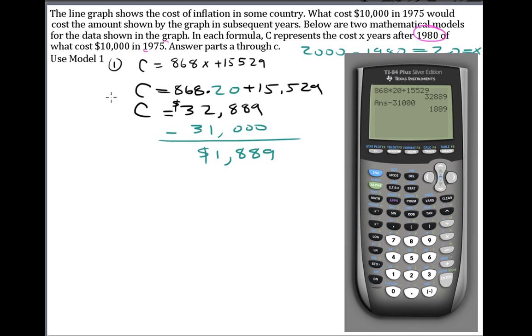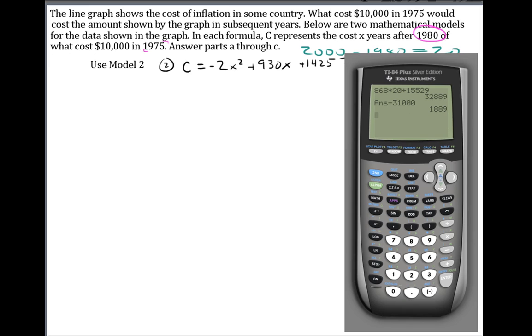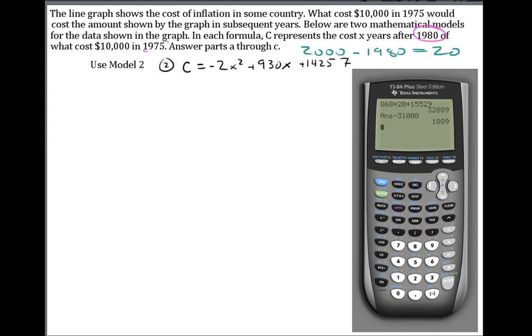Now we're going to do this all over again with the second model. So let's pull up the second model here. All right, we're going to use Model 2. Model 2 is a little bit more complicated. Let's move this calculator out of the way here. There we go. It says that it's negative 2 times x squared plus 930x plus 14,257. I don't know about you, but I'm having trouble here punching in 20 all the time.